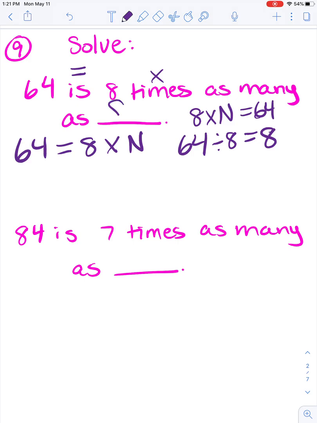I got a little distracted with my phone going off. So, as many times as 8 is my answer.